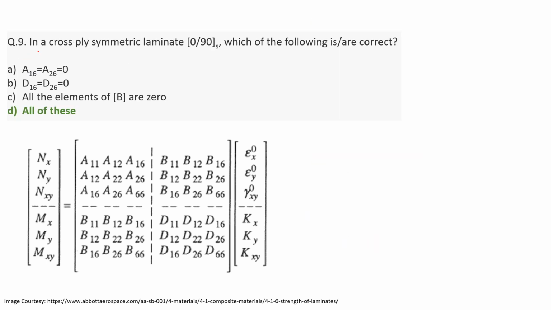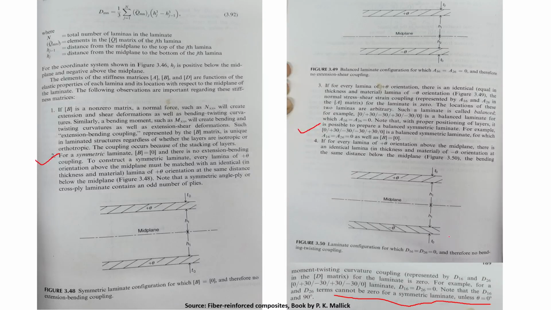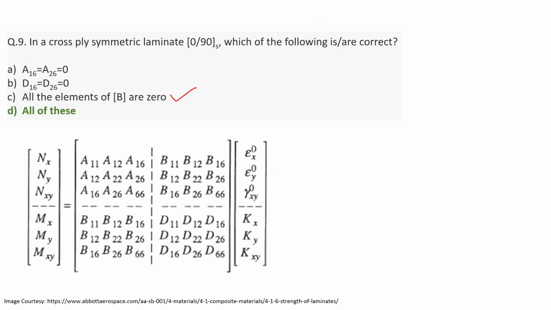Next: in a cross-ply symmetric laminate 0/90s, which of the following is correct? Now it is a cross-ply and a symmetric laminate, so all the elements of B will be 0. In the last option they said that D16 and D26 will be 0 only when theta is equal to 0 and 90. So here theta is equal to 0 and 90, so D16 and D26 will also be 0.